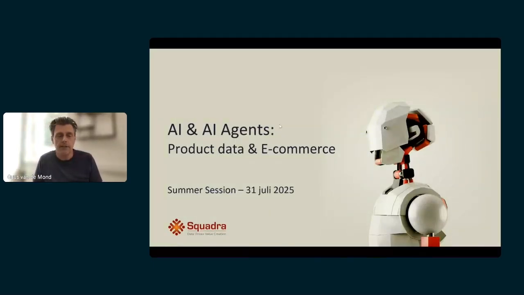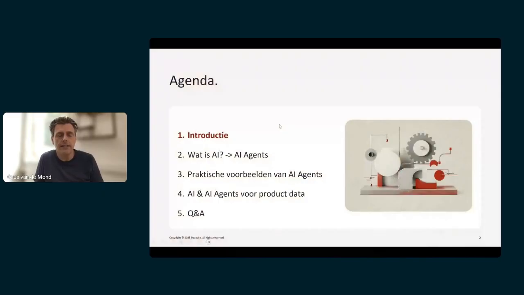Well, we have prepared a brief introduction about myself, but especially about the company Squadra Machine Learning Company. And then we will delve into what AI is. There are also a lot of terms, and I think it's good to clarify those different terms and explain what they are exactly and how they have led to AI agents. Then a number of practical examples from practice that you could possibly apply yourself. And in the last part, we will delve more into AI and AI agents for product data.